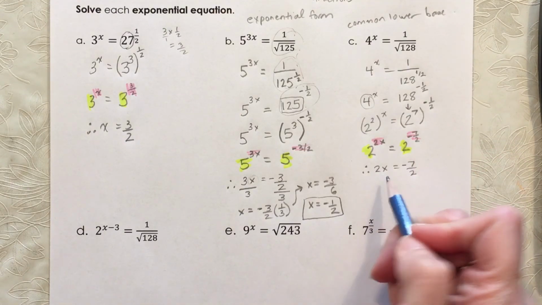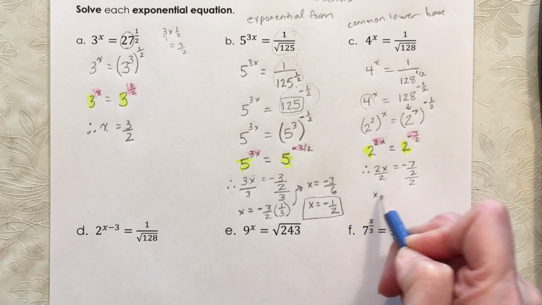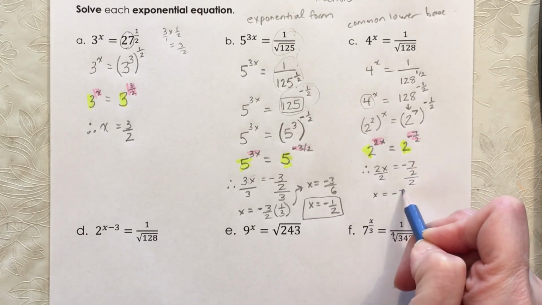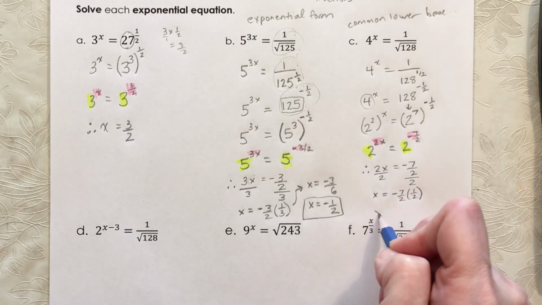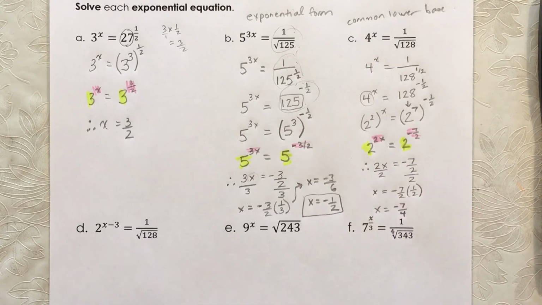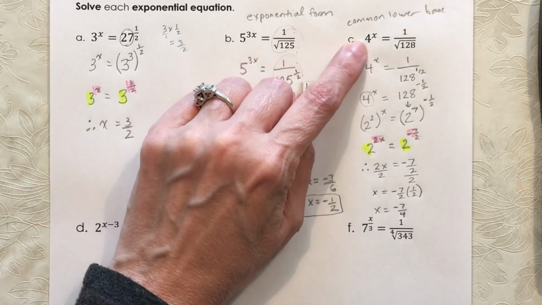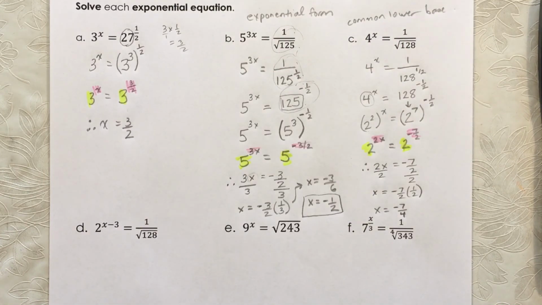But I have to solve for x, not 2x, so I need to divide both sides by 2. Dividing by 2 is multiplying by 1/2. So I end up getting x to be negative 7 over 4. And what does that mean? It means 4 to the power of negative 7 over 4 is the same as 1 over the square root of 128.